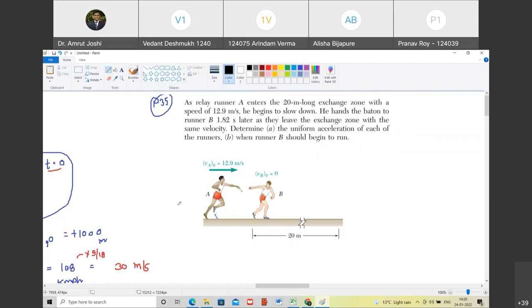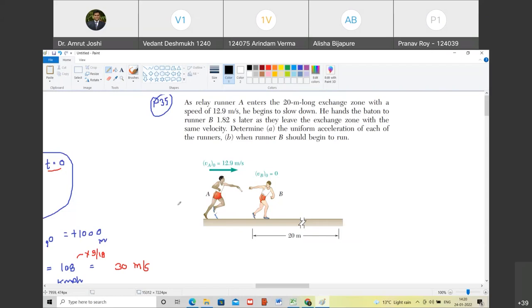So whenever their velocity becomes equal, then with reference to each other, they are in a static position, as if they are standing next to one another. Only at that time can the baton be transferred without jerk. Are you able to understand what I'm trying to say? You can imagine that two cars are moving parallel to one another. Whenever they are traveling with the same speed, they are stationary with reference to one another. So you can transfer the object from one window of one car to another without any jerk. Are you with me?